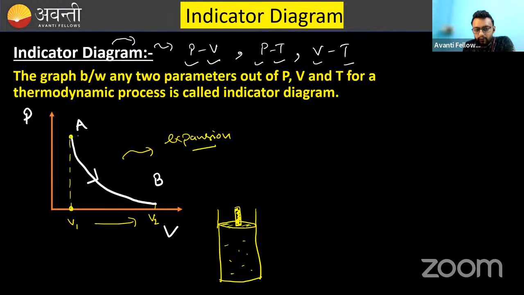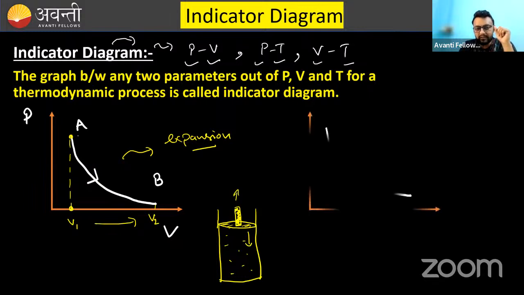This piston can be moved up and down, and if the piston moves in the upward direction, then the gas expands, and if the piston moves in the downward direction, the gas compresses. That's what I am saying, that in this diagram, you can see the gas is expanding. You can identify this using this arrow sign.